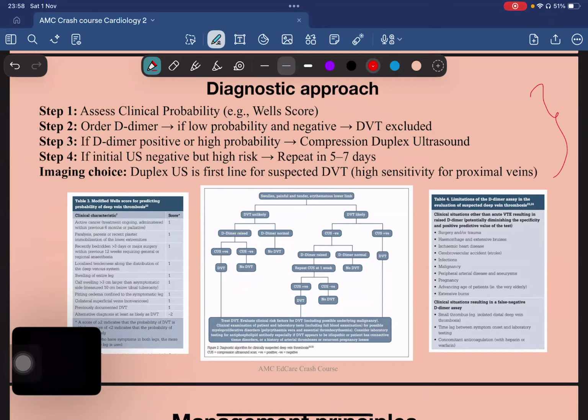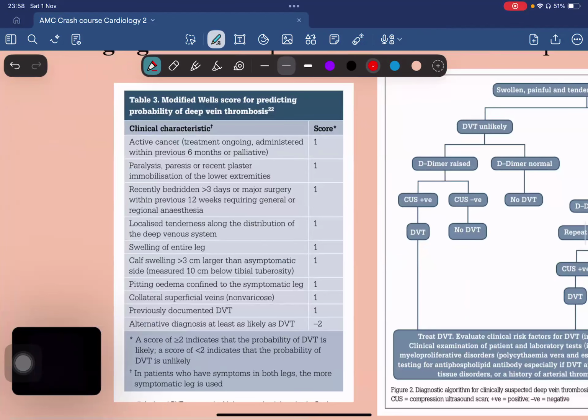So in step 1, what we would do is a clinical assessment, assessing the clinical probability. For this case, we use the Well score. That is something we also need to know by heart, the Well score. I'm sorry I couldn't find anything to remember this easily. We really had to remember this by heart. So I would say still read these through.